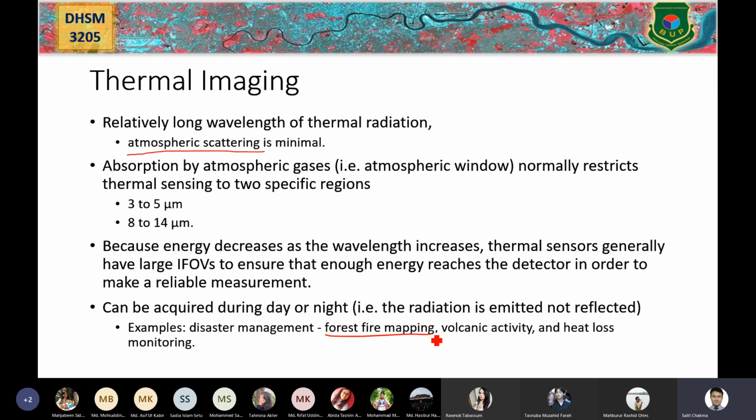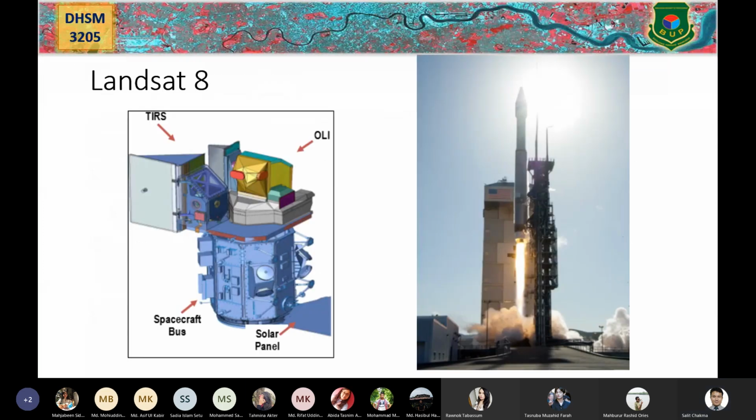For example, forest fire mapping, volcanic activities, which was in your midterm, and then heat loss monitoring, as well as heat day. Recently, your seniors are also working on detecting heat waves, but that's not really from thermal data, rather it's from the ground data. I mean, that's not really from the thermal satellite image, rather they're using the ground data.